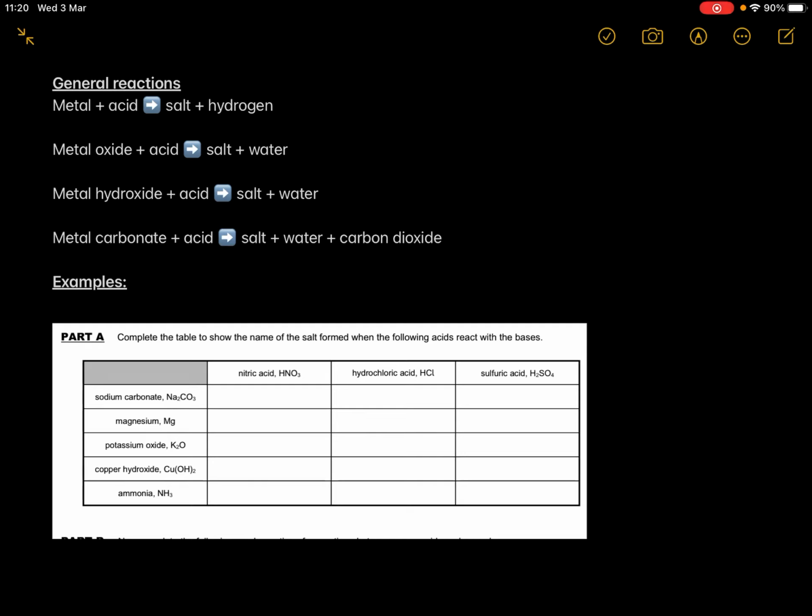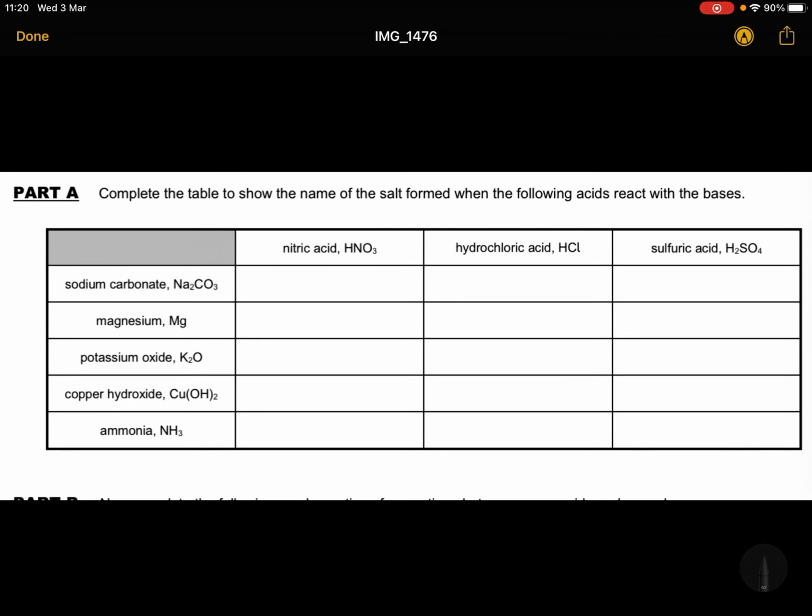I would suggest you learn those general reactions if you haven't done so already. So maybe spend a minute or so just writing them down again and again to make sure you're happy with them. And then let's go through this.